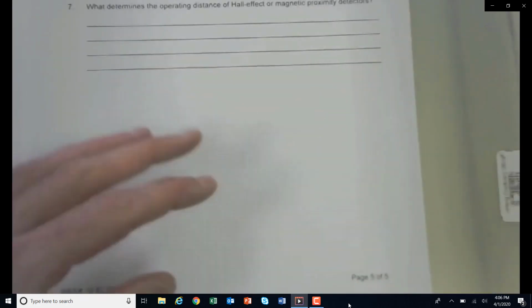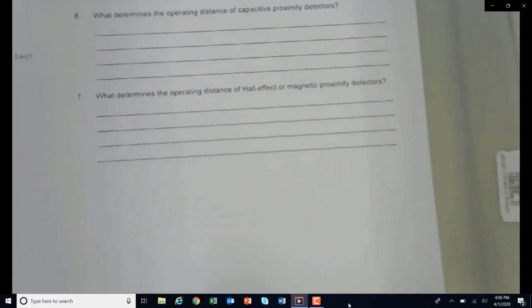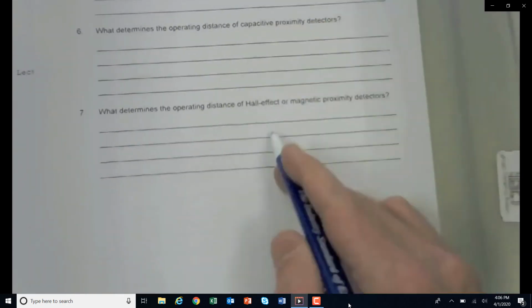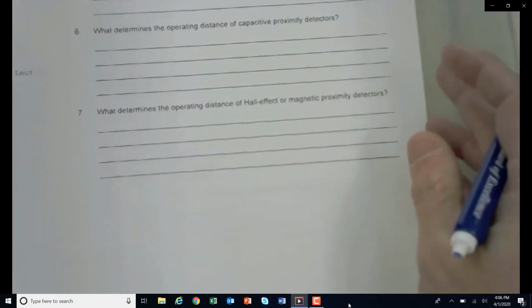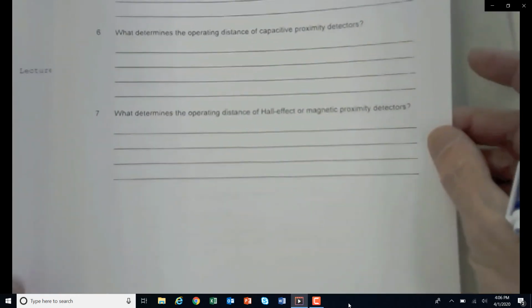And then the distance and operating items of the capacitive products are basically the same in the Hall effect. It's the type of material, the size of the material, the distance that the material is from the detector, the sensitivity of the detector, things like that. So those are some things that you would want to keep in mind when you select a proximity sensor.